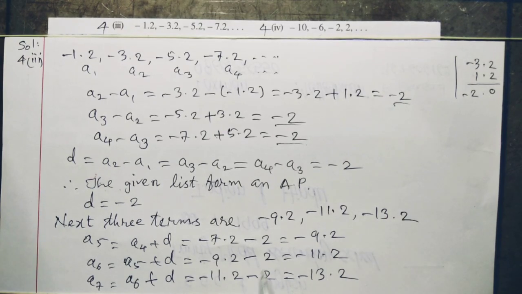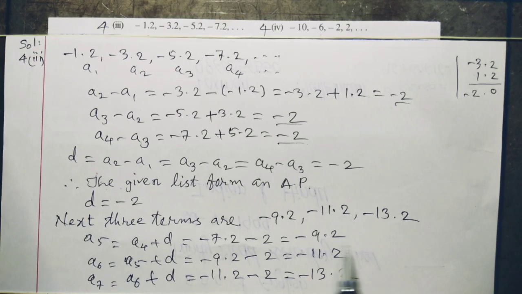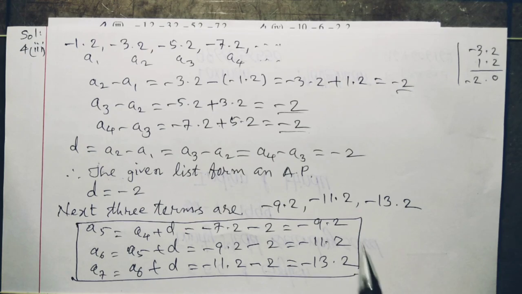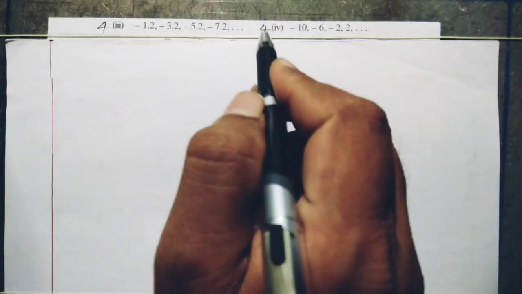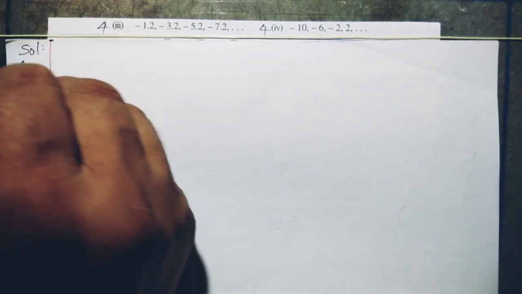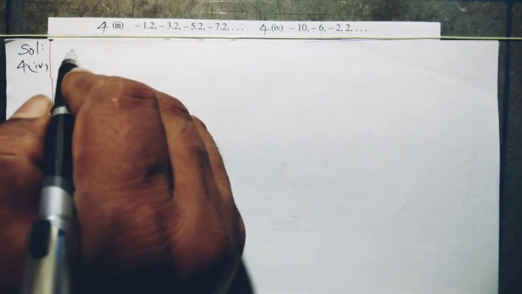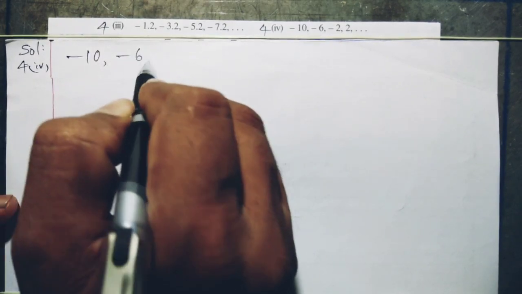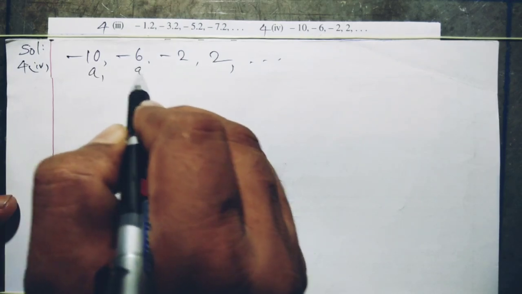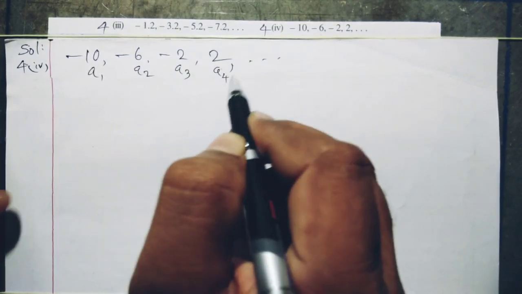With calculating or without calculating we can find. Here I calculated, but without calculating also we can find by adding minus 2 to the preceding term. Fourth bit, fourth problem: minus 10, minus 6, minus 2, 2. Solution for fourth bit, fourth problem, given minus 10, minus 6, minus 2, 2 and so on. First, second, third, fourth terms and so on.